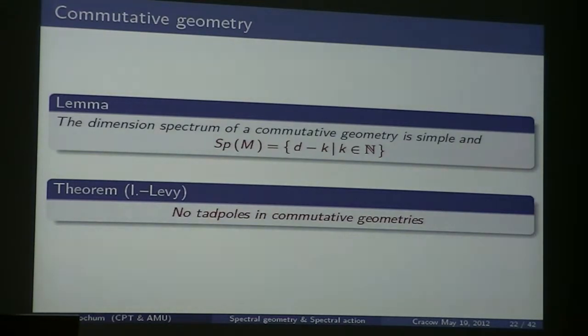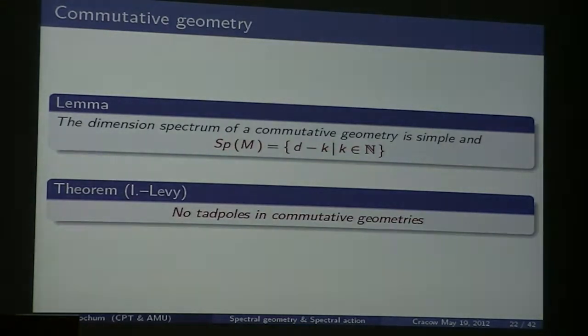In the commutative case, what is the dimension spectrum of a commutative geometry? Well, it is simple: the dimension spectrum is just the set of all integers less than d. You have an infinite number of points in this set, but they are simple, they are just integers. And we proved with Cyril Levy that in commutative geometries there are no tadpoles, never, in this case.